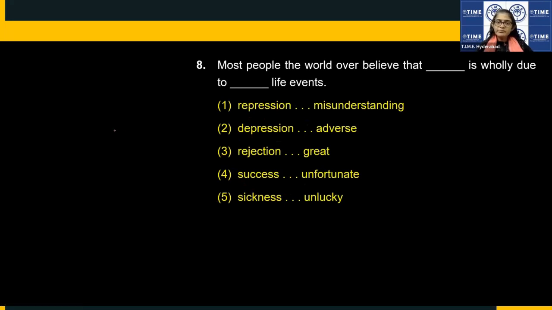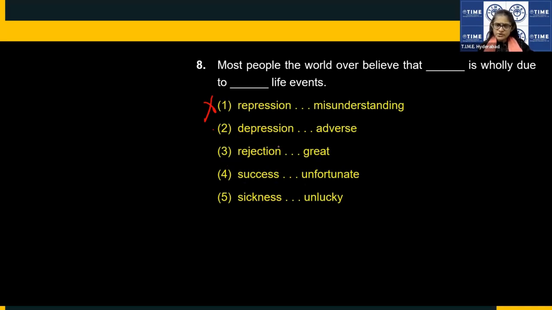Next, most people the world over believe that dash is wholly due to dash life events. Let us see. Repression is due to misunderstanding life events does not make any sense. Repression is to suppress something, and misunderstanding life events. You don't use misunderstanding as an adjective like that, right? Misunderstanding of something you can say. So this is wrong. Depression is wholly due to adverse life events. Okay. So many people think that depression is only because of negative life events. That makes sense.